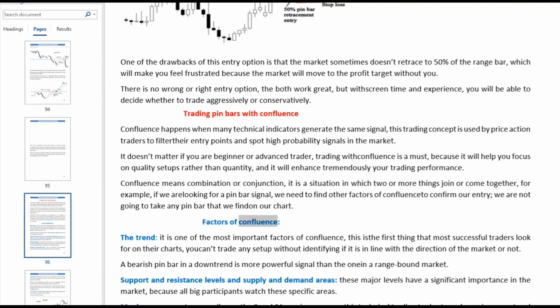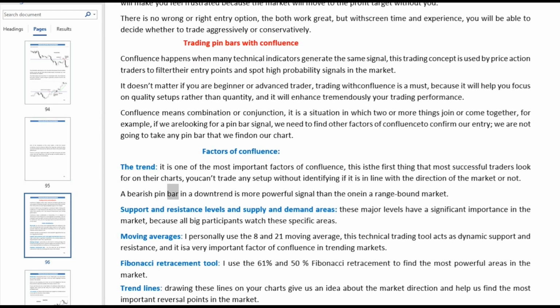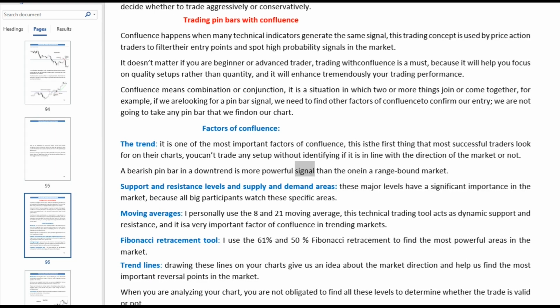Factors of confluence. The trend, it is one of the most important factors of confluence. This is the first thing that most successful traders look for on their charts. You can't trade any setup without identifying if it is in line with the direction of the market or not. A bearish pin bar in a downtrend is more powerful signal than the one in a range-bound market.